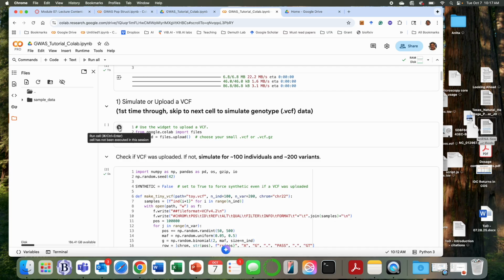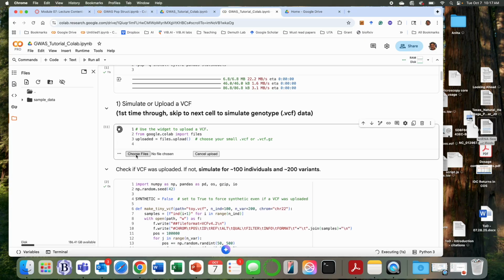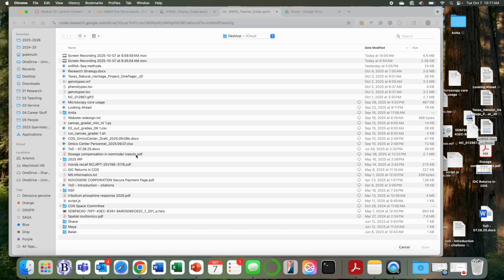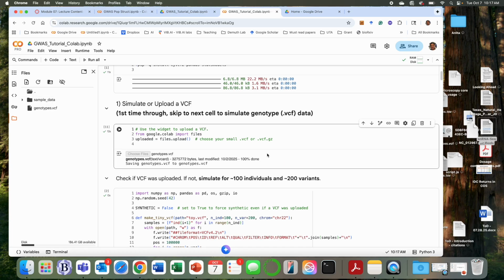So here, this is the first time we're running this one that's going to let us upload a file. And so we're going to pick that genotypes VCF. And you should see a little counter that uploads the genotype data.